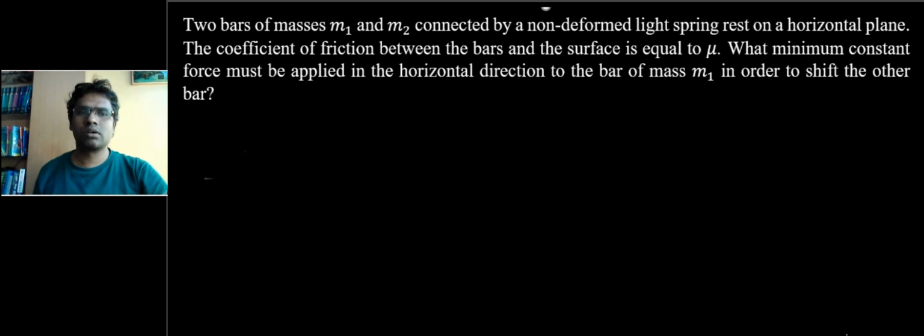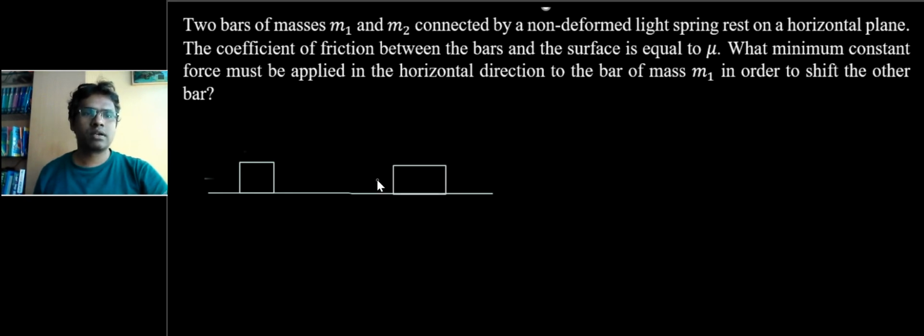Two bars are resting on a horizontal surface. They're connected by a light spring. Let's draw the picture. That's the horizontal surface. We have these two bars, so you can take them as blocks. Now they're connected by a light spring. By light, they mean it is massless.